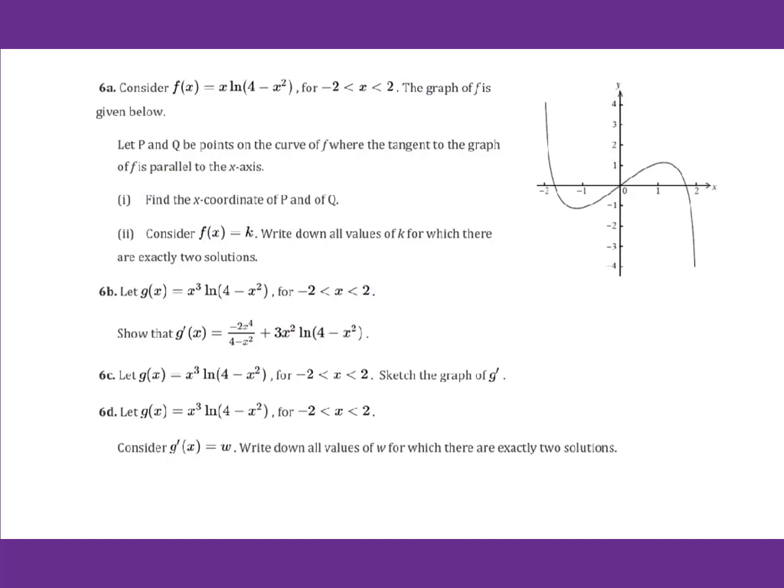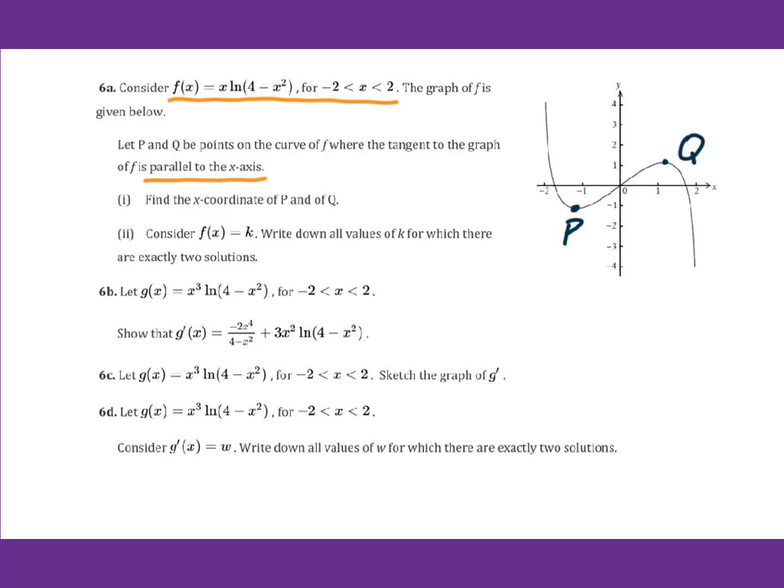Let's go to 6a. Consider f(x) equals this, x between negative 2 and 2. The graph of f is given below. Let P and Q be the points on the curve where the tangent to the graph of f is parallel to the x-axis. Basically, that means minimum value or maximum value. Find the x-coordinate of P and Q. We can label this as P, this as Q.